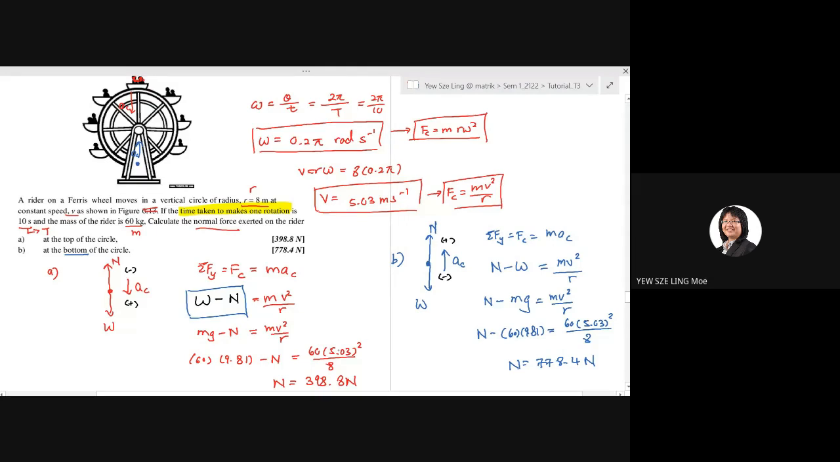So when you compare these two values, you will see that when the rider is at the top of the circle, it has a smaller normal force, which means it's going to give you a smaller reading on your weighing scale. Okay, weighing scale. So the weighing scale gives you a smaller reading when the rider is at the top of the Ferris wheel. But when you're at the bottom, then you will have a much larger reading.